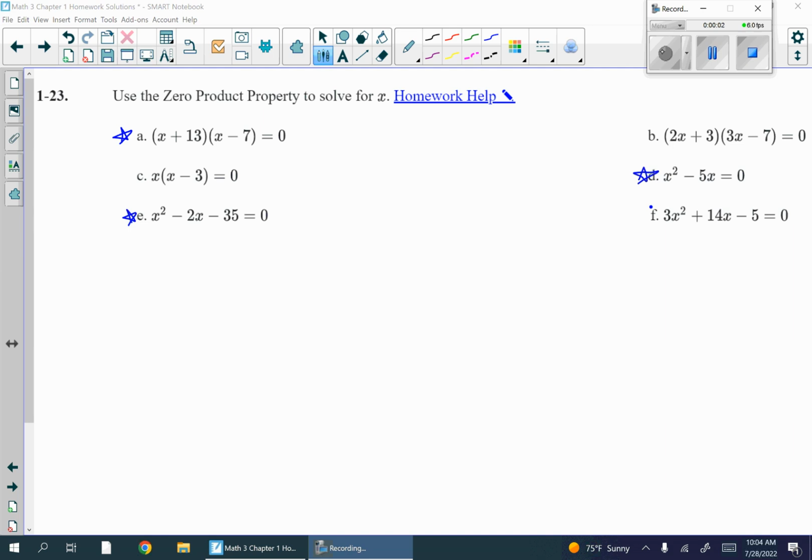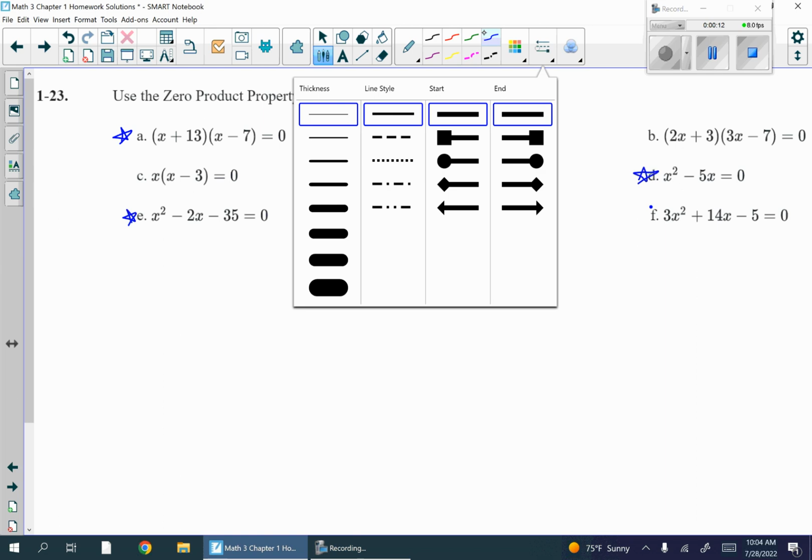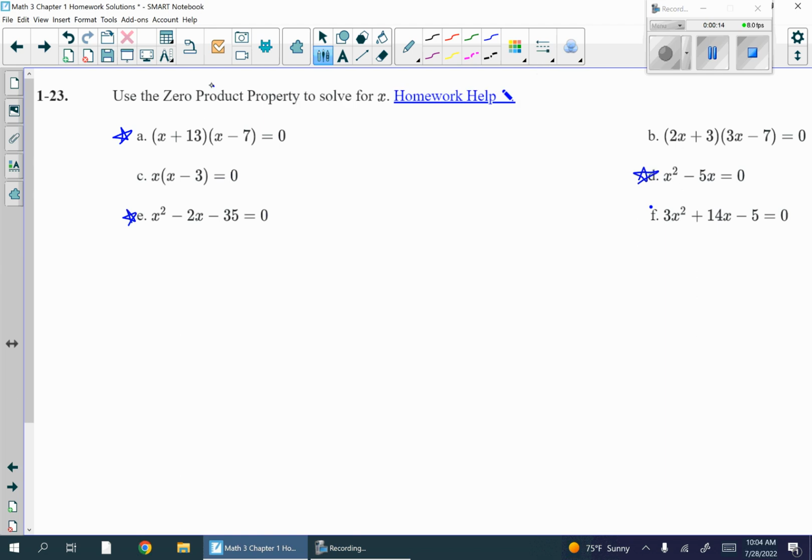CPM Math 3, 1-23. For this, there are actually 6 problems within one, and for our demonstration purposes, we're only going to do A, D, and E. And as you're looking at this, problem A, we have (x + 13)(x - 7) = 0. Now the zero product property requires that a 0 be on one side of the equal sign so that we can set the factors equal to 0 on the other side.